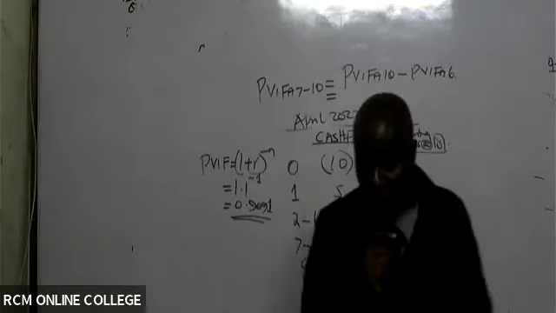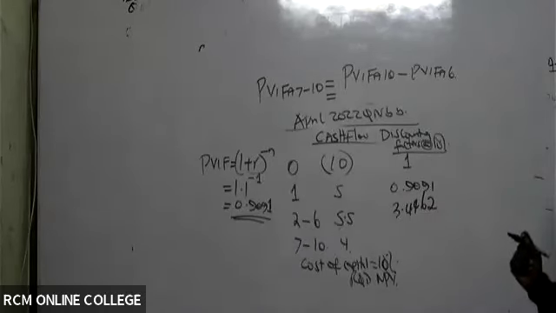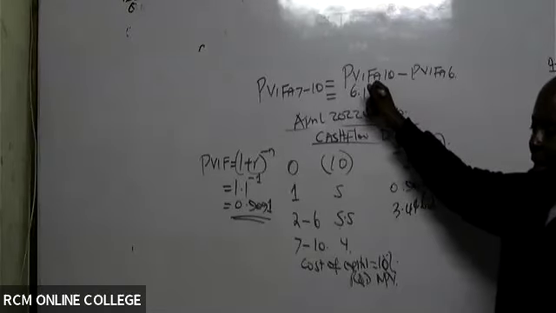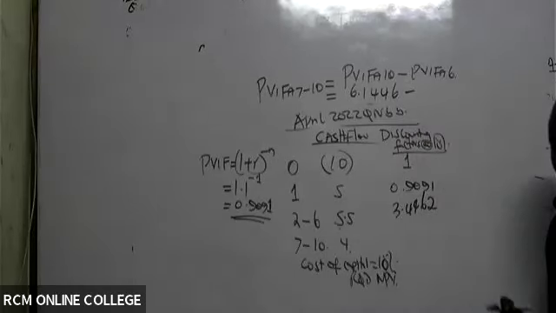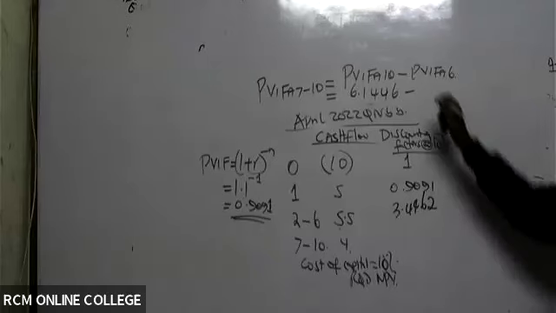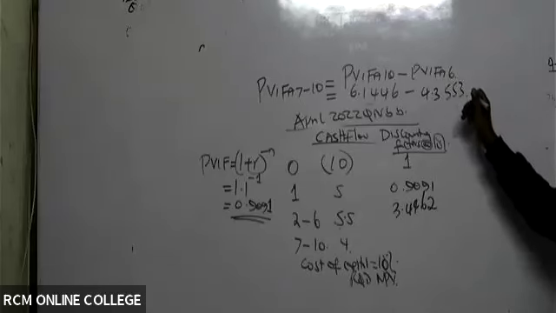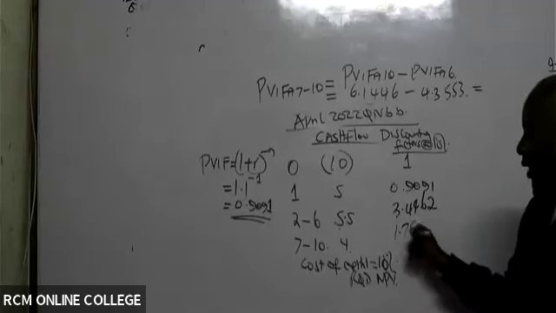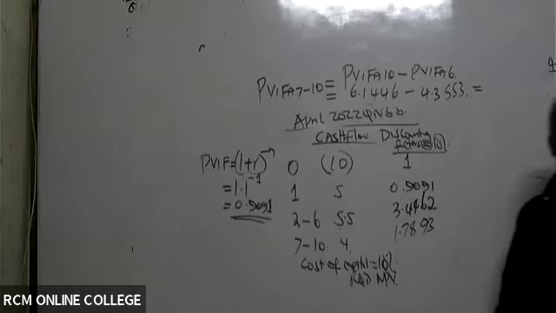On your tables, are you able to see PV for 10%? Thank you very much, Sylvia. I know they are very tiny numbers. 6.1446 minus PV for 6, which will give me what figure somebody here? 4.3553. So this PV for will be 1.7893. We together up to here.